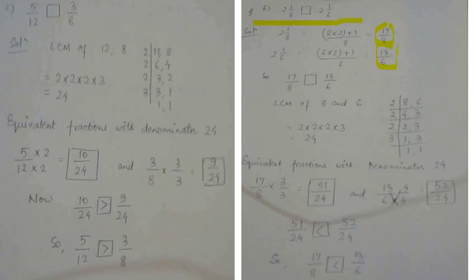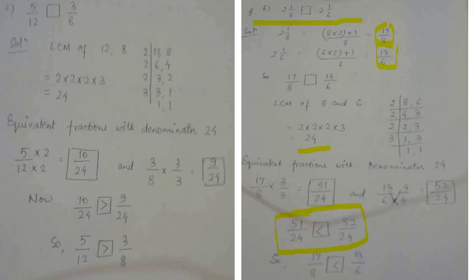Finding the LCM of 8 and 6, it is 24. Changing the fractions with the denominator 24: 17 by 8 into 3 by 3 will give you 51 by 24, and 13 by 6 into 4 by 4 will give you 52 by 24. So you have the new fractions as 51 by 24 and 52 by 24.